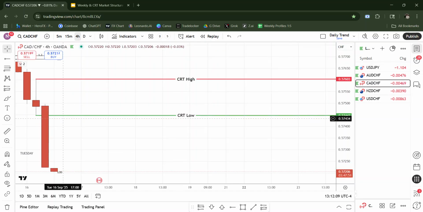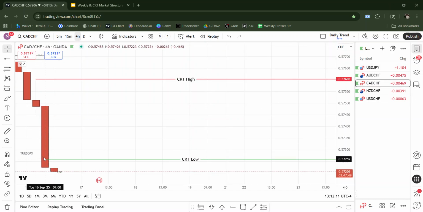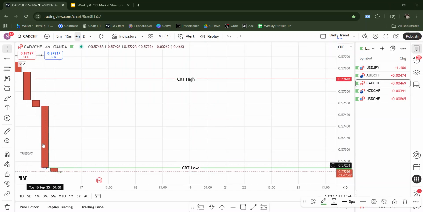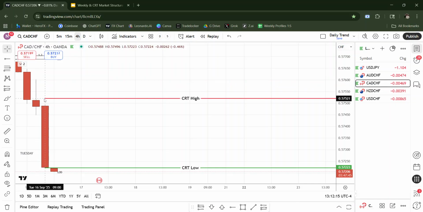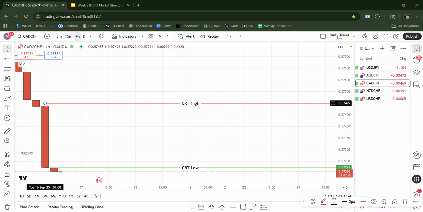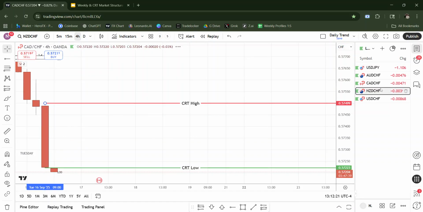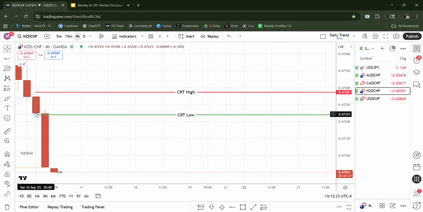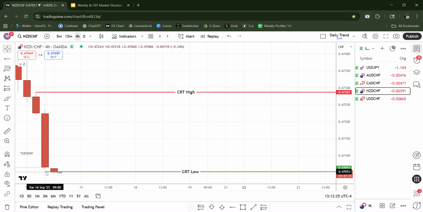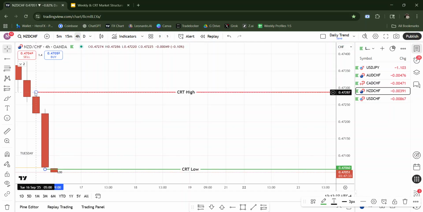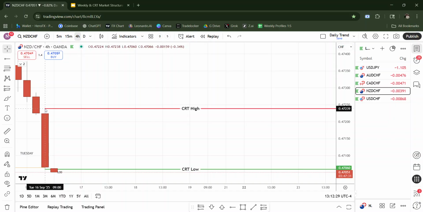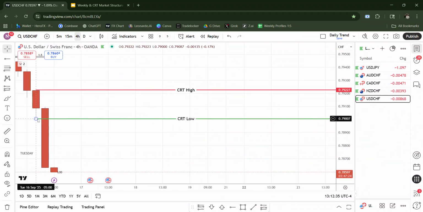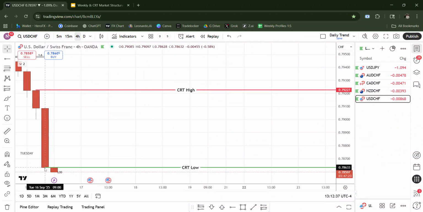For CAD Swiss, I would just move that here. We basically have a new range here and there. The safest take profit will be like the middle of this range right here. Just move it over, and it may not even come back. We don't know. But I would just do that and see what happens there. And then for dollar, which has been very weak, just move that there.